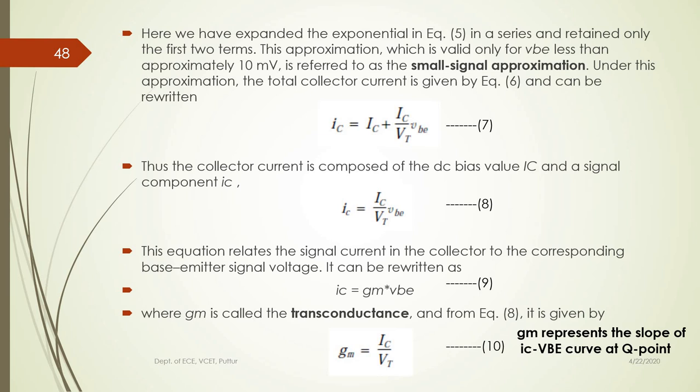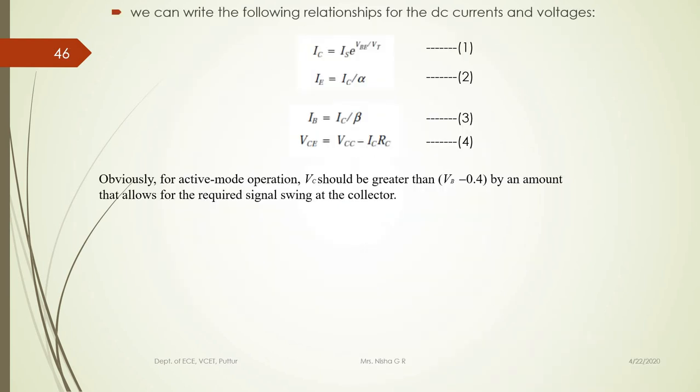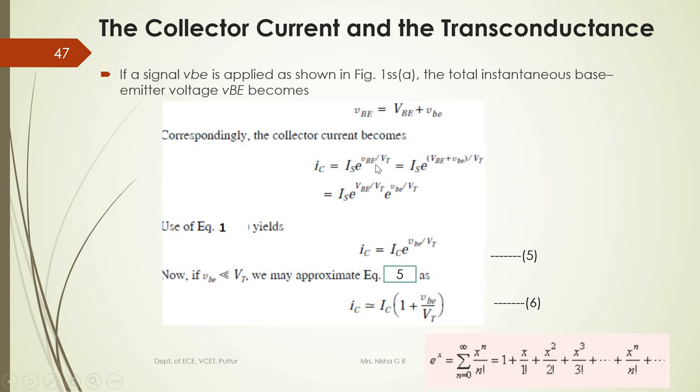So gm represents the slope of the IC-VBE curve at the Q point. So gm is called transconductance, and it is given by the equation IC by VT, where IC is the DC component and VT is the thermal voltage. Very important expression. They may give a question like: derive the expression for transconductance of BJT. So at that time, what you need to write is, you need to start from this.